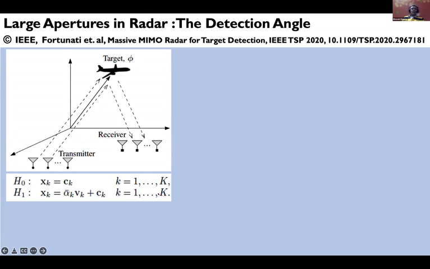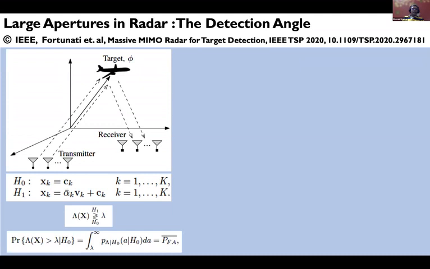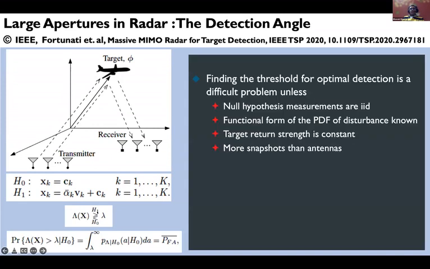The classical estimation problem is to find the test statistic and then decide on the hypothesis based on the likelihood ratio test, and then find the threshold lambda based on the probability of false alarm. The problem here is in evaluating these statistics. This is now only a receive-centric problem. So the idea is to find the optimal threshold that enhances the detection probability for a given false alarm.